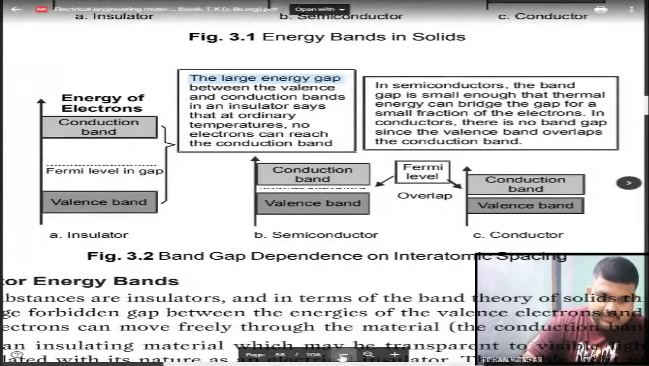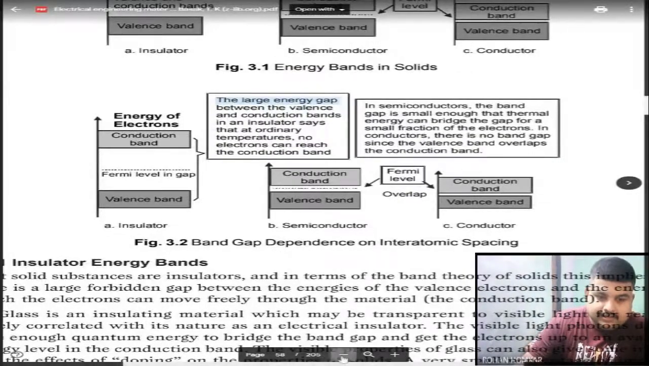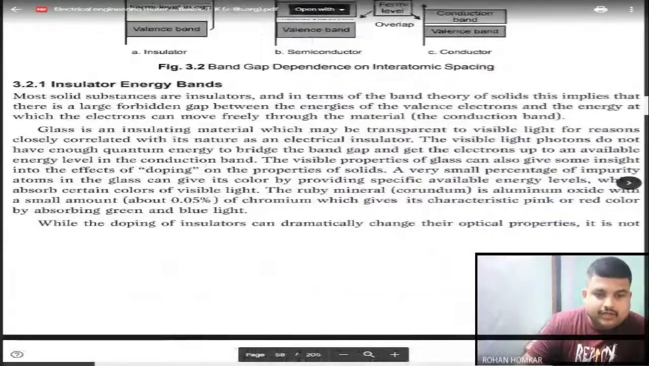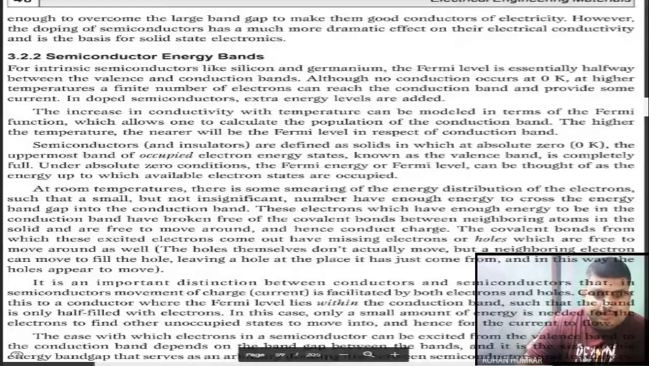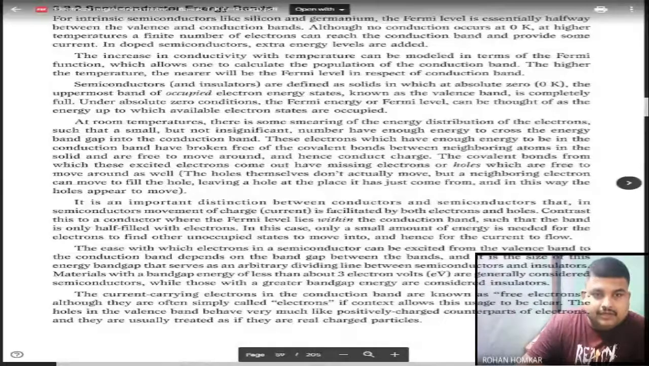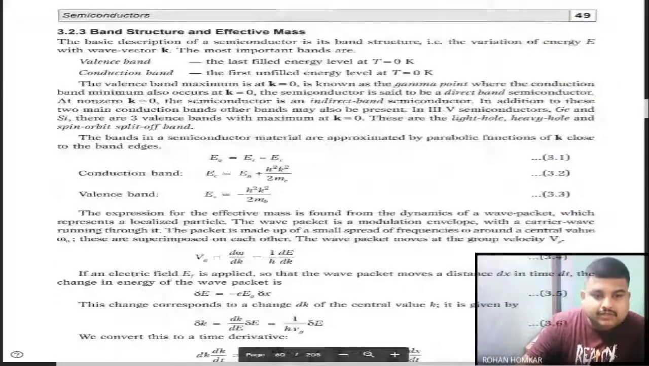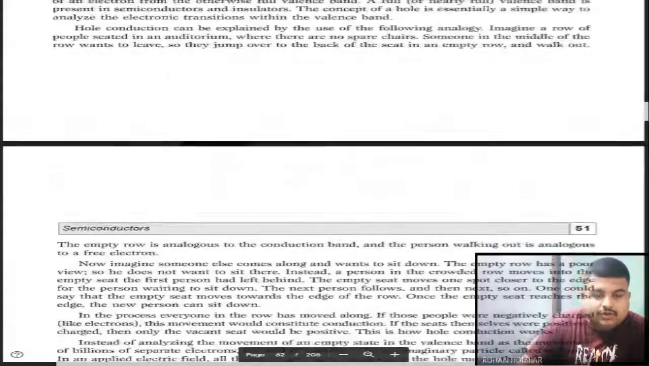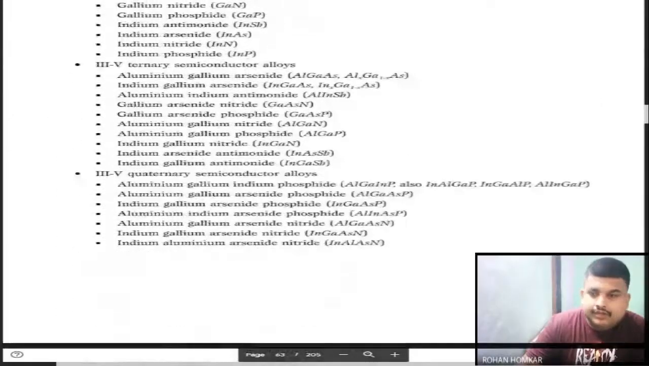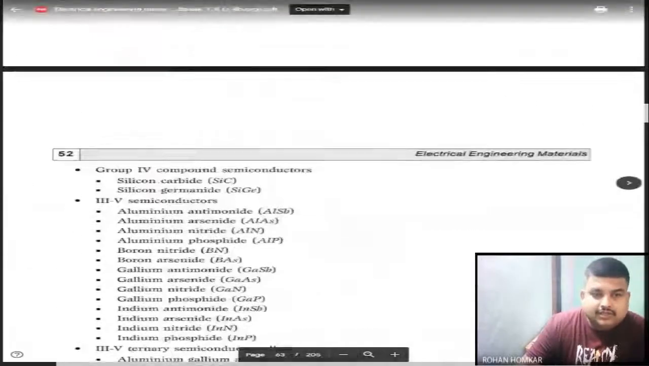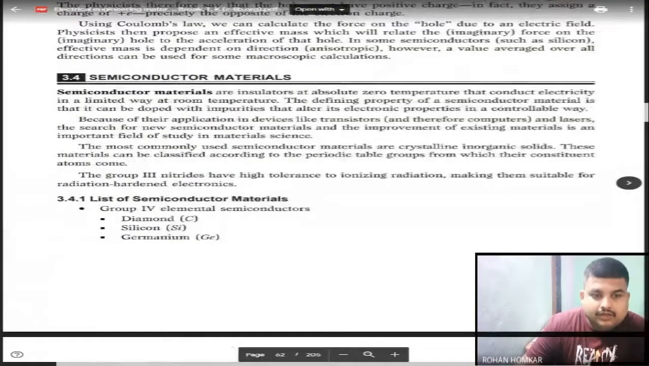Now let's see what exactly these energy bands are used for, how they are helpful when we talk about the application of semiconductor material. But before that, we must see the structure of our semiconductor material. So there is a list. Okay, a list of semiconductor materials.